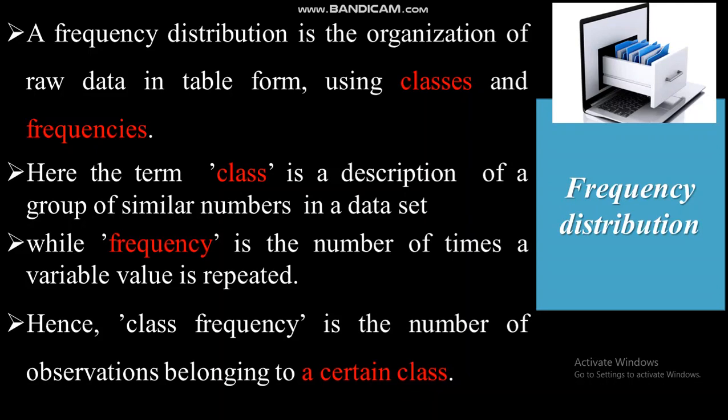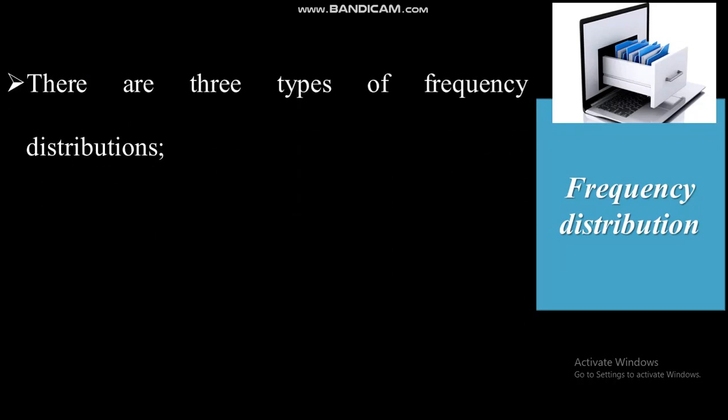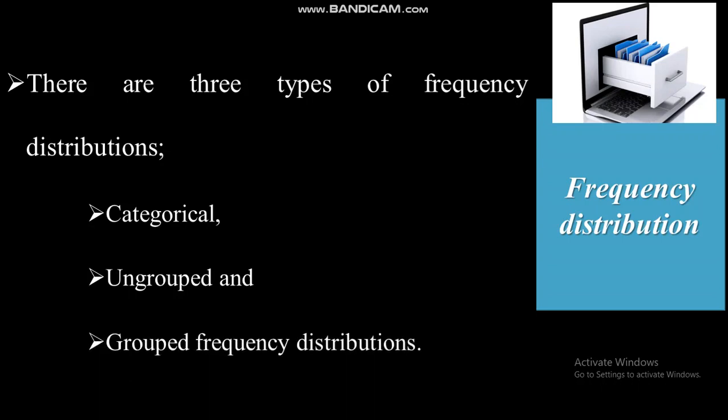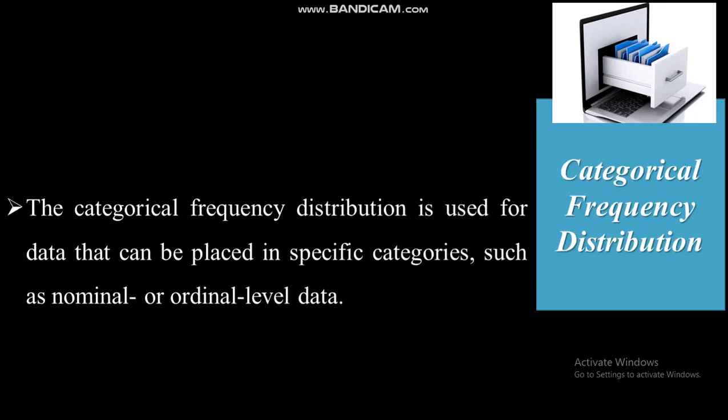Then ሌላው ያው frequency distribution እንደዚህ ካለን based on the type of the data we are going to organize it. The frequency distribution is classified into three. There are three types of frequency distributions. The first one is categorical frequency distribution for categorical data, and our variable is categorical, and also known as qualitative frequency distribution. And the second one is ungrouped frequency distribution, and the third one is grouped frequency distribution. The grouped frequency distribution is also known as continuous frequency distribution.